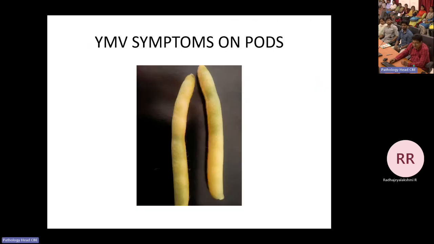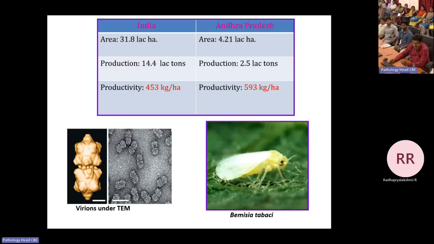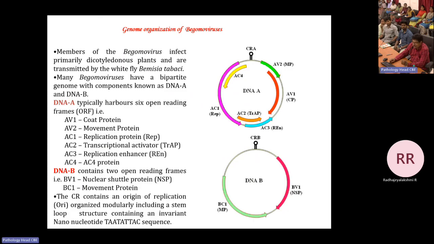So this is a typical symptom. I think most of you know the YM symptoms on pods, and you know very well it is a Gemini virus. It is transmitted by whitefly in a circulative manner, and all of you know it's a bipartite virus. It has a DNA A component and DNA B component. The size is 2.7 kb, and DNA A codes for coat protein and replication function, and the DNA B codes for movement protein function. And A and B are required for infection.